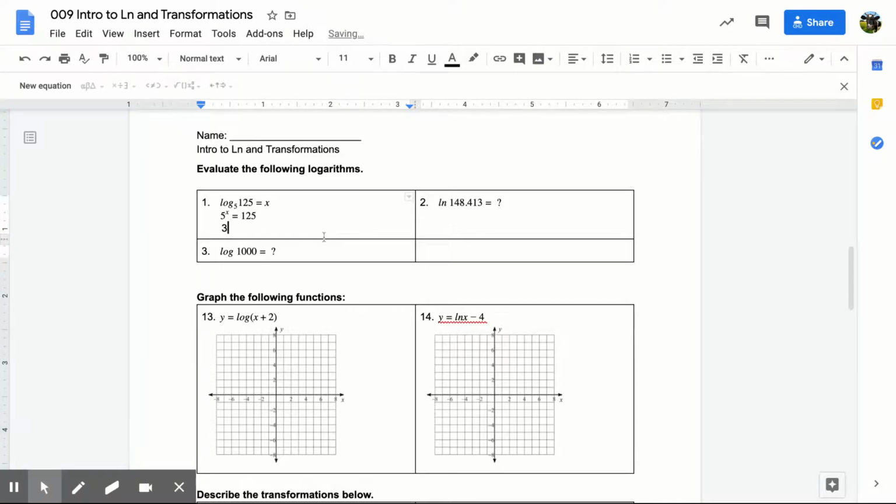So what is log base 5 of 125? It's 3. Another way to think of that is it's saying 5 to the what power is 125, if you don't want to write all that out.